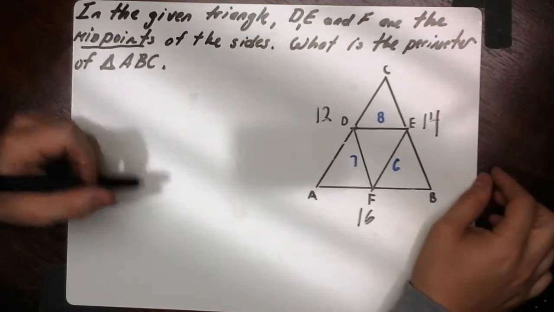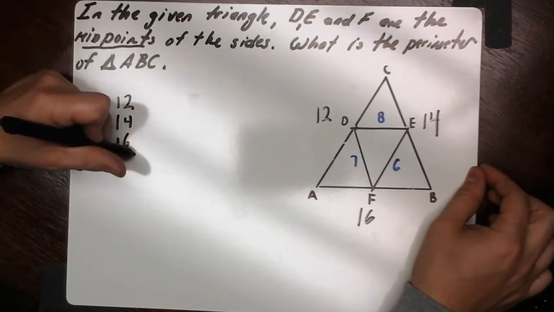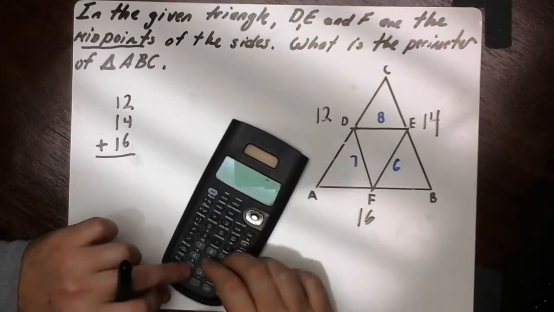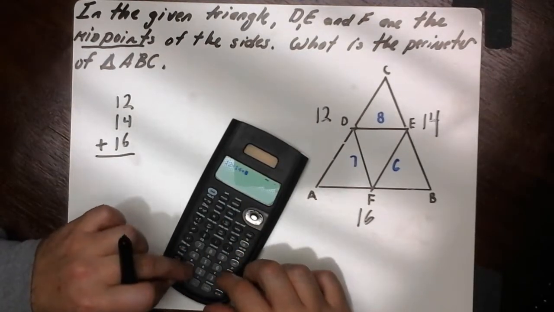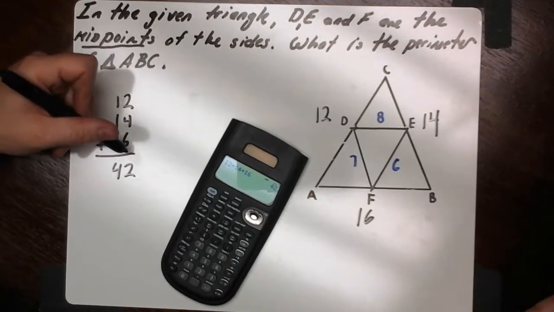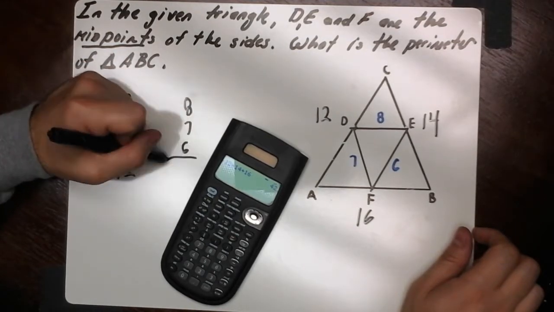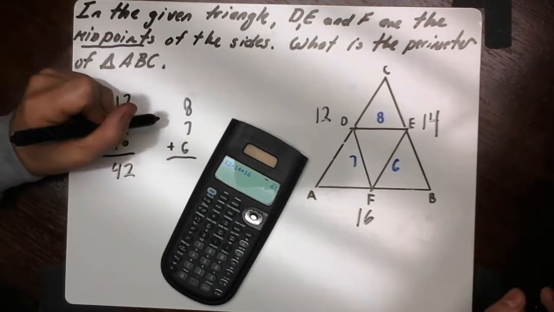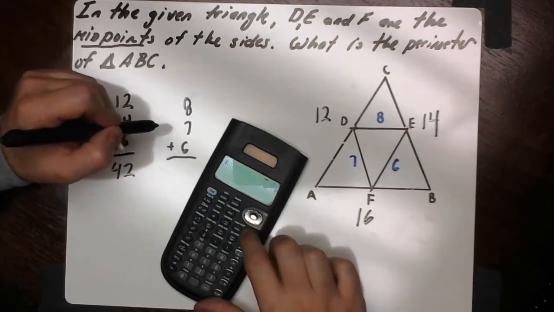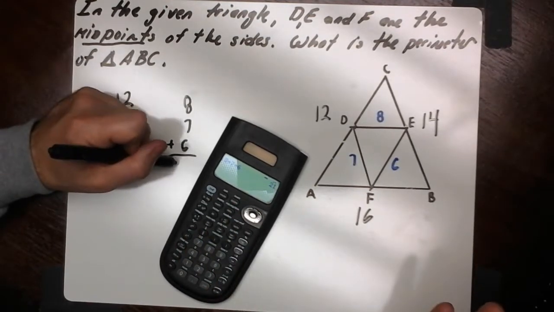So now I got to find the perimeter. So 12, 14, 16, and you add up the sides. That's how we find the perimeter of any shape, is we just add up the sides. So 12 plus 14 plus 16 gives me 42. And just for the record, to find the little guy, I add that up. If everything is correct, if the theorem is true, then this should be 21. Well, 8 plus 7 plus 6 turns out to be, ta-da, 21.